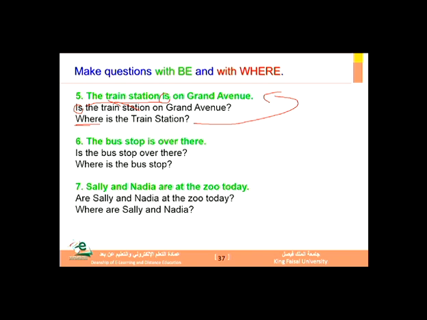Question number 7. Sally and Nadia are at the zoo today. Are Sally and Nadia at the zoo today? So we started with are, as you can see. Then we have Sally and Nadia coming second. Yes, they are. No, they are not. Now, we are interested in asking with the question word where. Where are Sally and Nadia? So we start with where, then followed by verb to be.